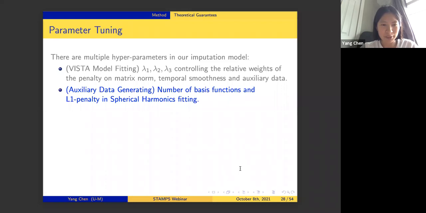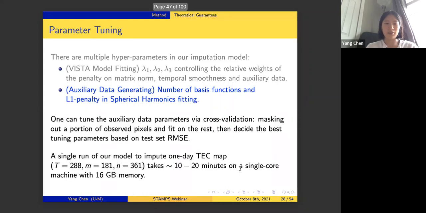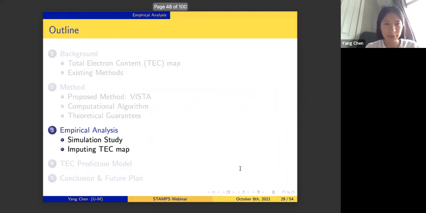And the other set of tuning parameters that we have is about auxiliary data generating. In a spherical harmonics fitting procedure, that is the auxiliary data creation, we need to choose the number of basis functions and also the penalty term. We did it by cross-validation. The way that we did it is by just masking out a proportion of the observed signal pixels and then fitting on the rest. In practice, this cross-validation does not take too long for a TEC video of 288 frames. So that's not too bad for us.